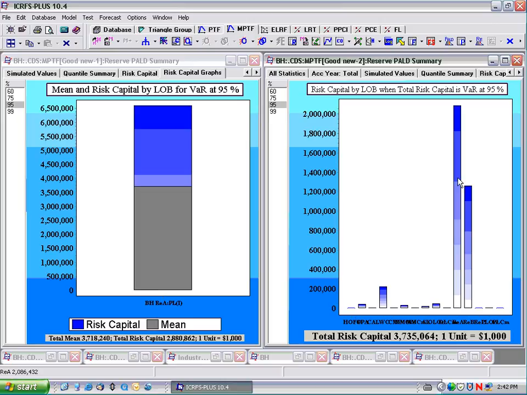Now, how much capital are we assigning? Well, now we're assigning 2.086 billion relative to 2.8 billion. So if you write OEA and the other lines of business, the risk capital assignment to OEA is considerably less. It's less by almost a third than if you're just writing it on its own. And that's very important. Okay?